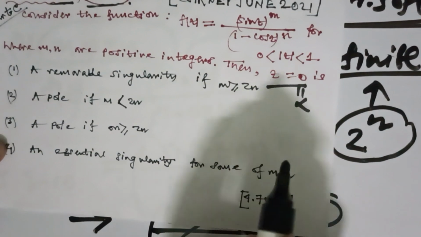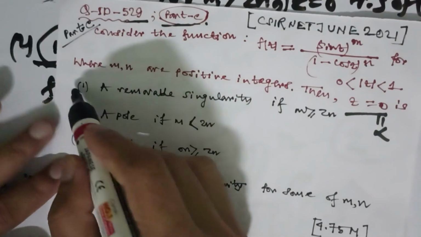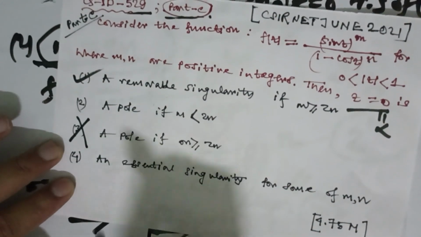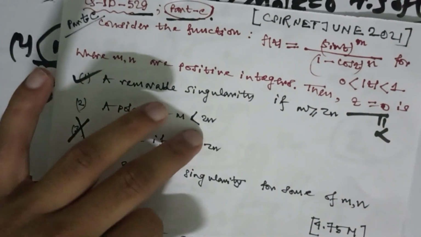Okay, so you can say when m is greater than 2n, then z equal to 0 is a removable singularity. So option 1 is correct. Option 3 says when m is greater than 2n it is a pole, which is incorrect. So the remaining cases are m less than 2n, and the fourth option. Now I am going to option 3.